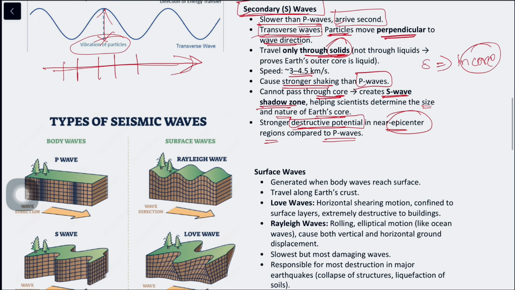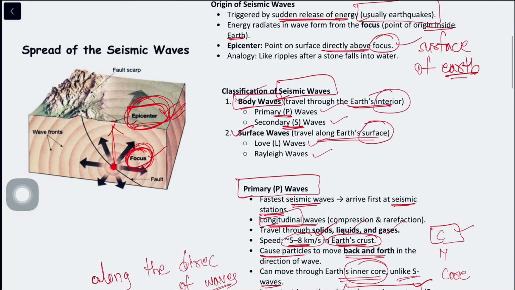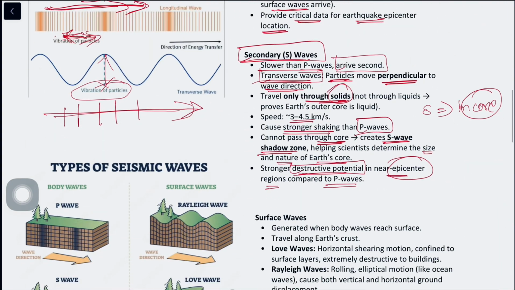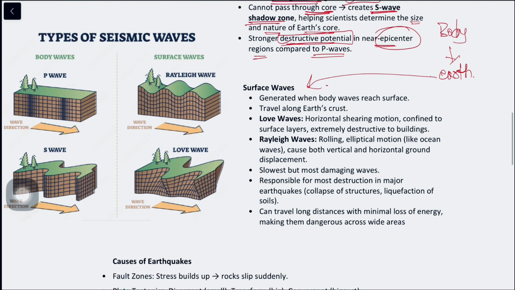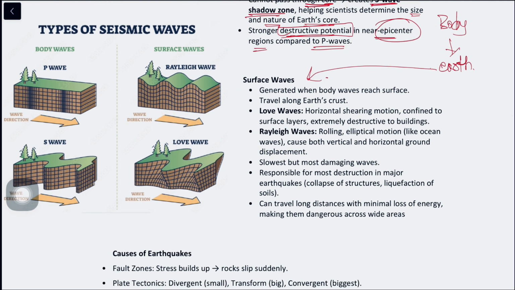So what is epicenter? We have seen in this diagram, right? Epicenter is the place immediately above the focal point on the earth surface. So when the body waves reach the earth surface, they transform into the surface waves. And the surface waves are divided into love waves and the Rayleigh waves.